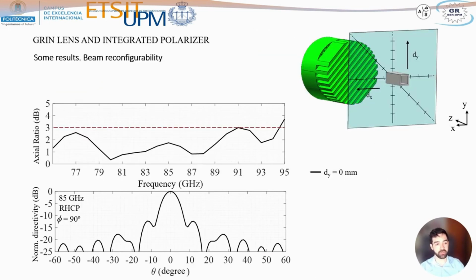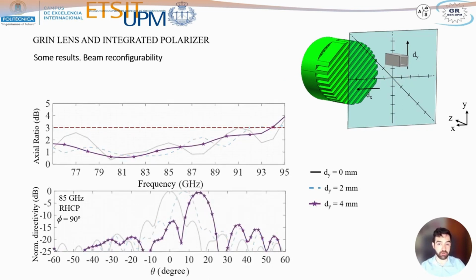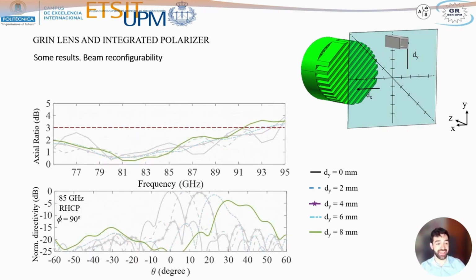Now, showing some results of the beam reconfigurability, as it can be seen, as the square waveguide is displaced along the focal plane of the lens, the beam can be tilted up to 30 degrees, keeping a low axial ratio below 3 dB.